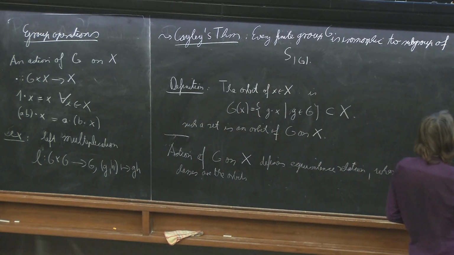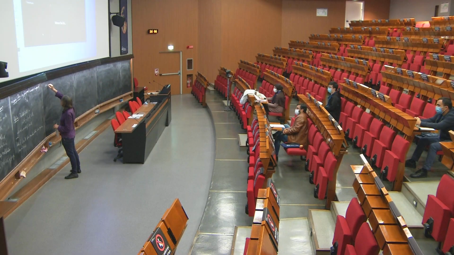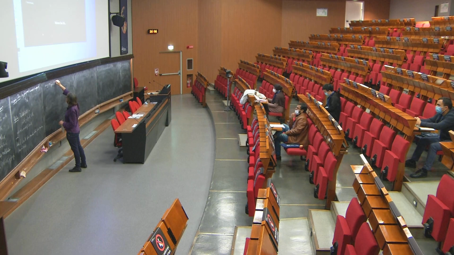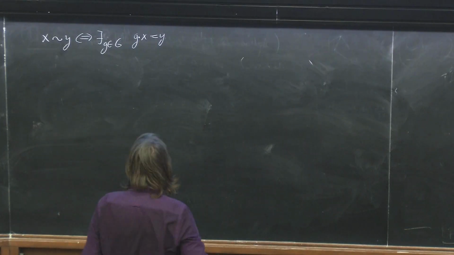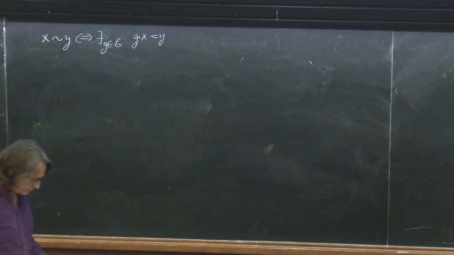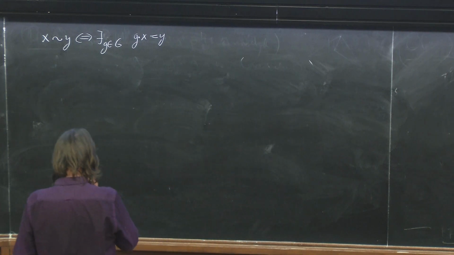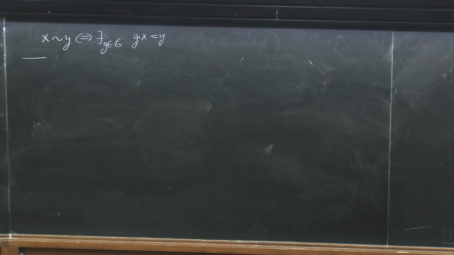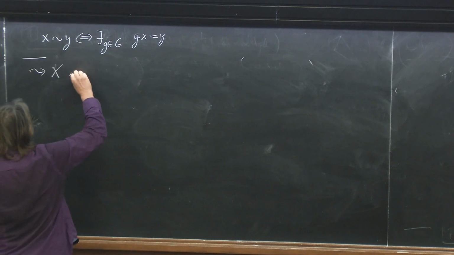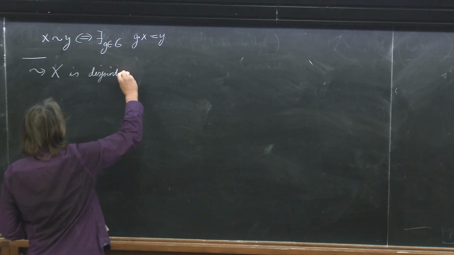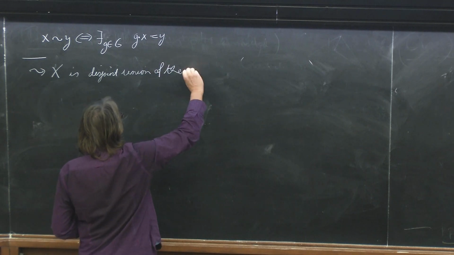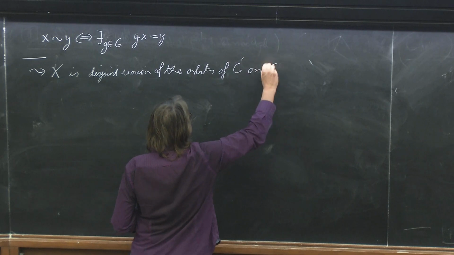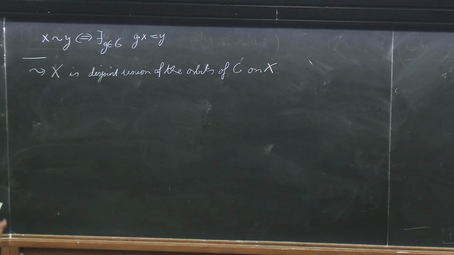Namely, you can say that x is equivalent to y if and only if there exists an element in the group which sends x to y. This is clearly an equivalence relation, and clearly the equivalence classes are the orbits. Okay. So then another notion. So in particular, it follows that X is a disjoint union of the orbits of G on X. Two orbits are either equal or disjoint, and their union obviously is the whole of X.